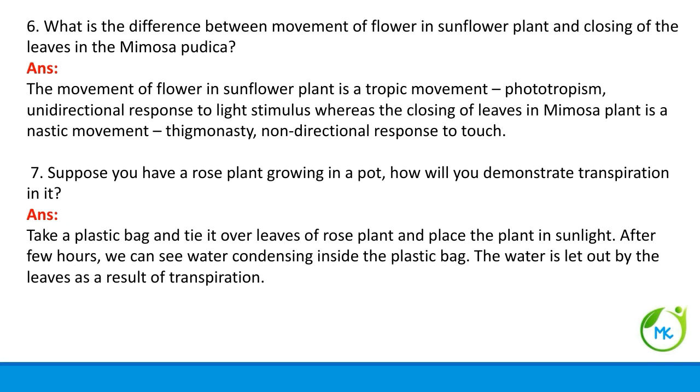We can take a plastic bag and tie the plastic bag over the leaves of the rose plant and place the plant in the sunlight. After a few hours, we can see the water condensing inside the plastic bag. That is, you can find water droplets on the inside of the plastic bag. So the water is let out by the leaves as a result of transpiration. Thus you can demonstrate the process of transpiration.